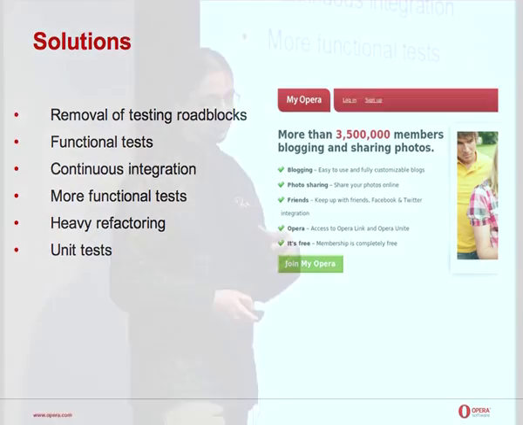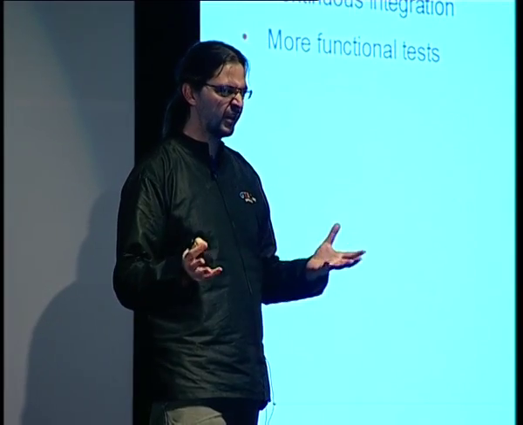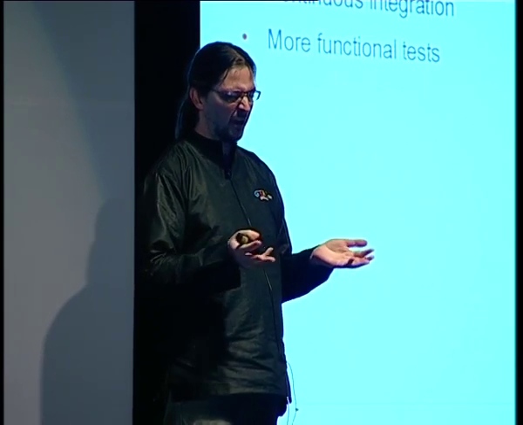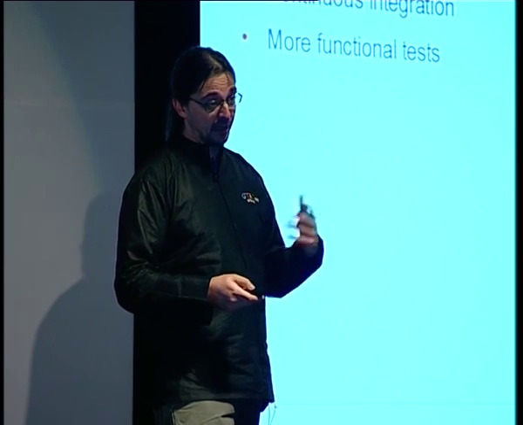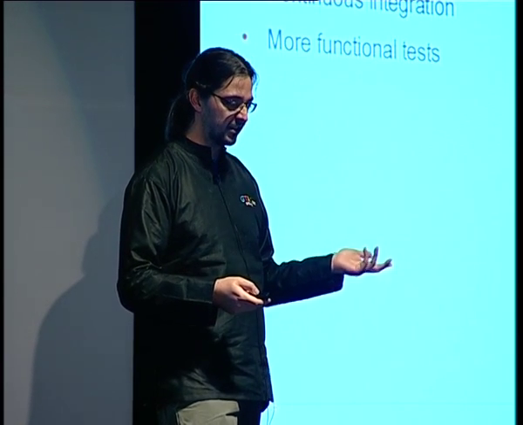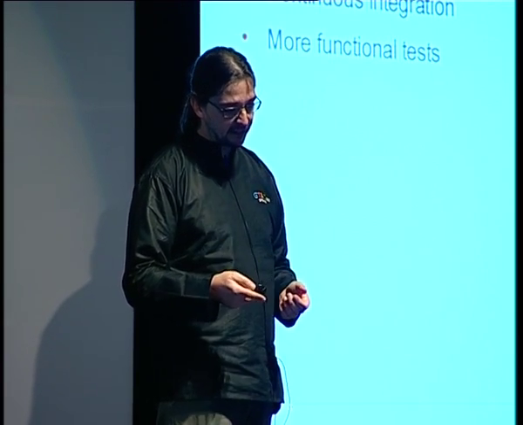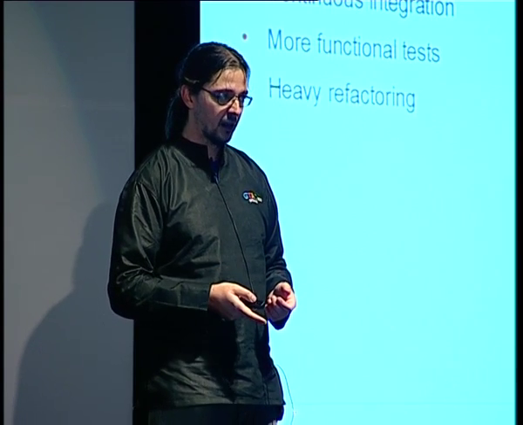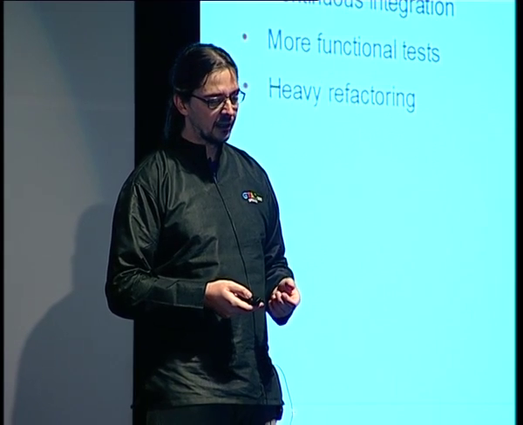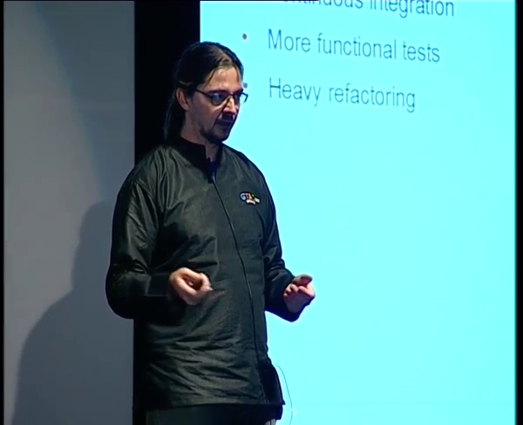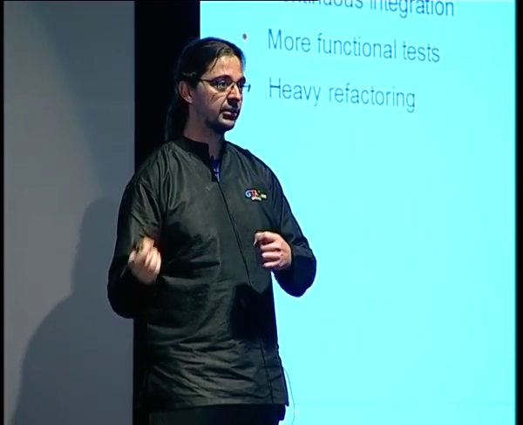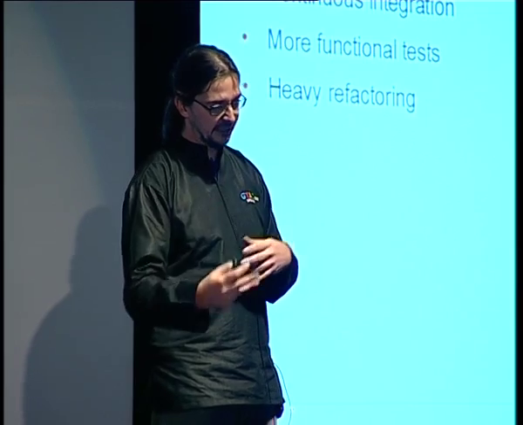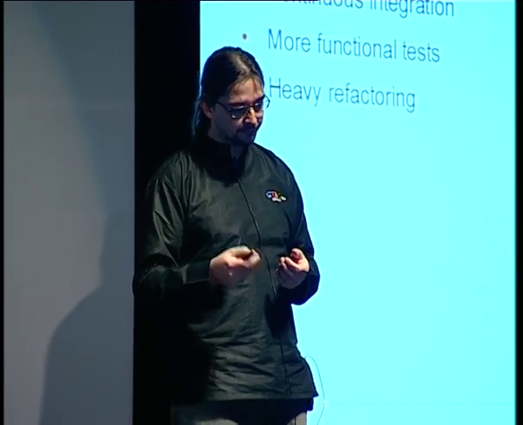And when we had enough of these functional tests and most of the functionality of MyOpera was somehow covered by tests, we were quite confident that if you were breaking something, the continuous integration system would tell you. At this point, we had enough trust in the system that we could start doing heavy refactoring. We didn't really like the code that much, and we wanted to make a lot of changes, but of course it was too dangerous to do all that before having continuous integration, automated tests, functional tests, and so on.